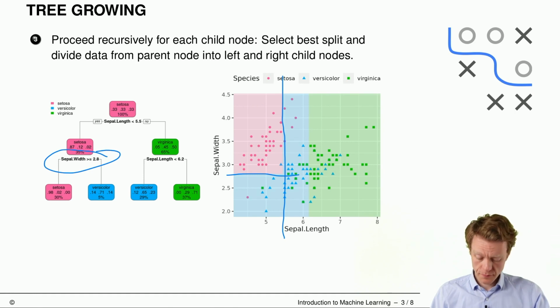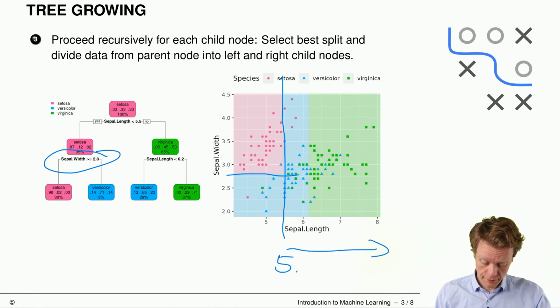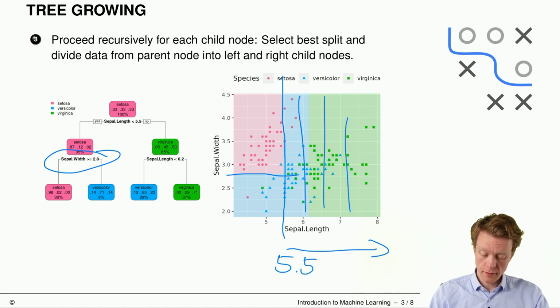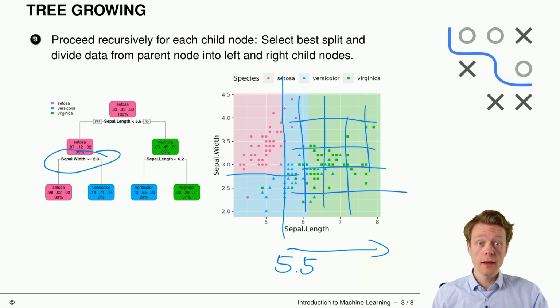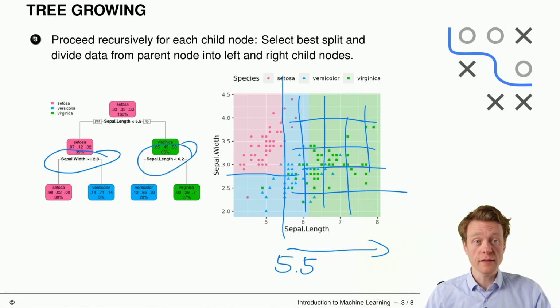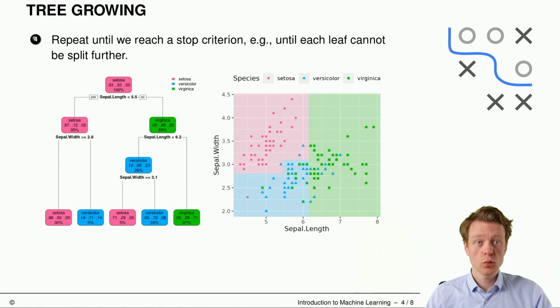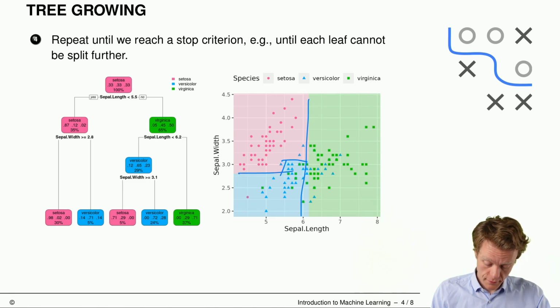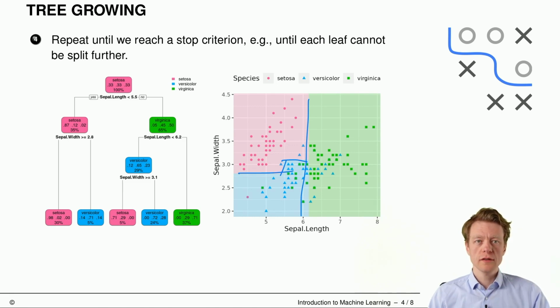And on the right hand side of sepal length equaling 5.5, we do the exact same thing. We compare this split and this and this and that, and so on. And apparently splitting at sepal length equaling 6.2 is optimal there. And then we do this one last time. We split further and get then this surface here. And we can do this until each leaf cannot be split further, for example, because all the leaf nodes are pure. But there are also other stop criteria, which we will tell you later about.